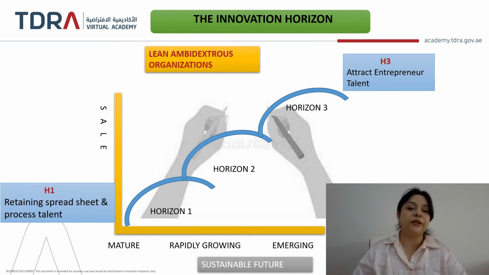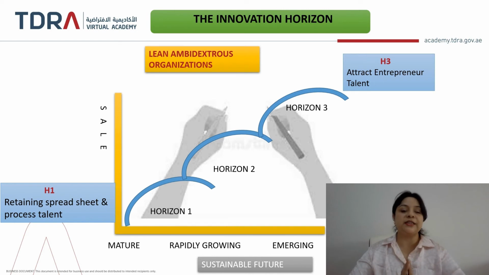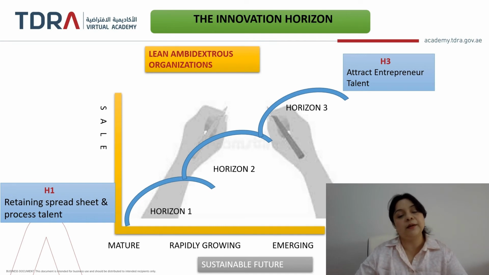And this is what we call the three horizons of innovation, wherein organizations are increasingly wanting to have the best of both worlds by not just sticking to mature products, but also entering emerging products by testing, using lean testing methods, and getting the right product market fit.